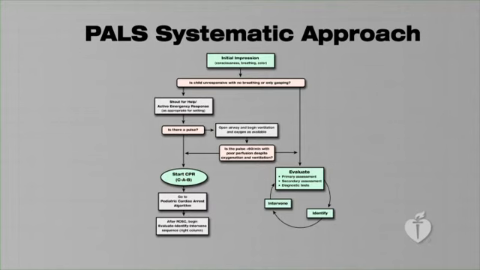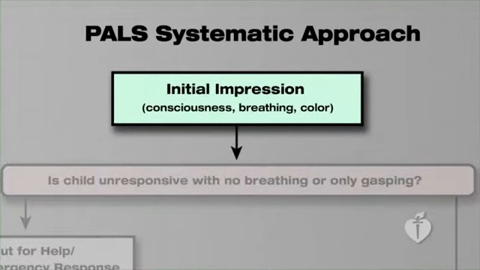The best approach to caring for a seriously ill or injured child is a systematic one. The purpose of this organized approach is to enable you to quickly recognize signs of respiratory distress, respiratory failure, and shock so that you can provide life-saving interventions. Your first step is the initial impression.